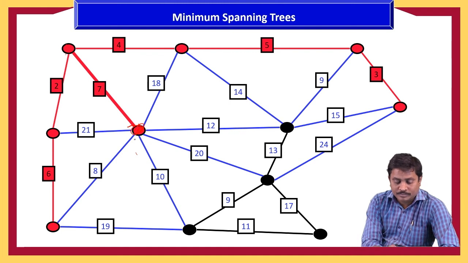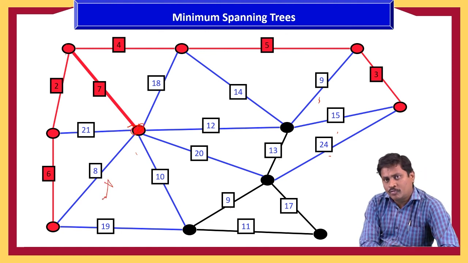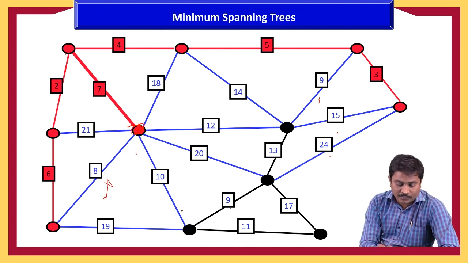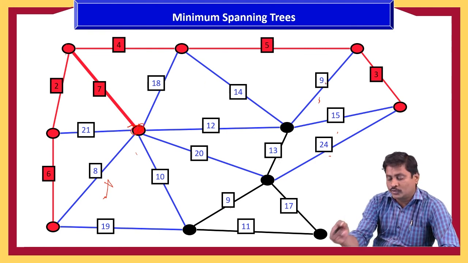Next here, we have already reached here. Here 8, 21, 18, 14, 12, 10, 20, 9, 13, 9, 15, 24. Now suppose you choose this 8, it forms a loop, so we won't choose it. Now the next value is 10 and 18, but it also forms a loop. Here it is 14, and it is 9. So among these, 9 is the minimum value, and we choose that 9.